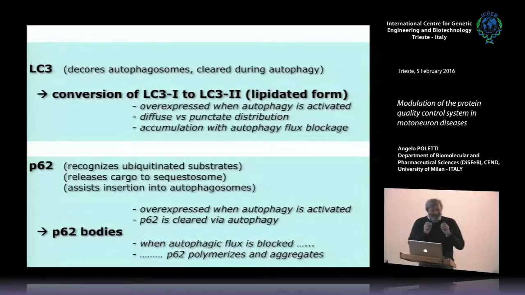So it's not easy to predict, if you have an increase of LC3 protein in the punctate status, whether autophagy goes to the end or whether there is an autophagic flux blockage. So you have to combine this with P62, which is the protein that recognizes the ubiquitinated substrate to be directed to the autophagosomes. That is also overexpressed when autophagy is activated. It's also cleared away when autophagy goes to the end, but when autophagy is blocked, it starts to aggregate, forming P62 bodies. So if you have this condition with P62 bodies, you can predict that autophagy is blocked.